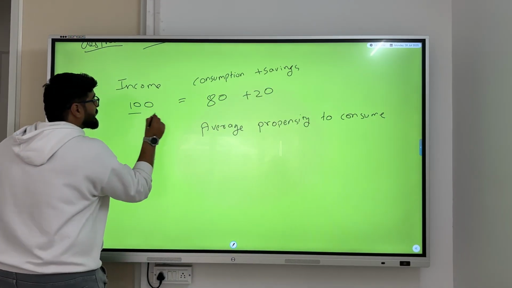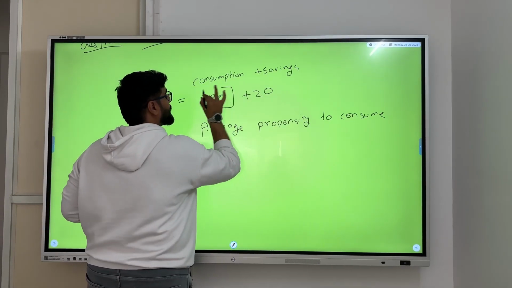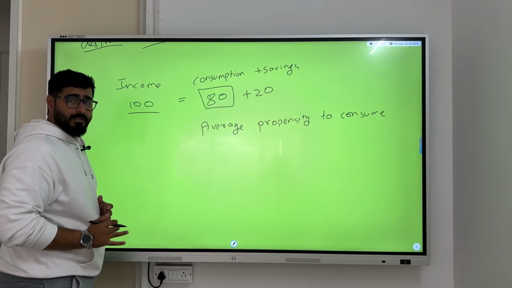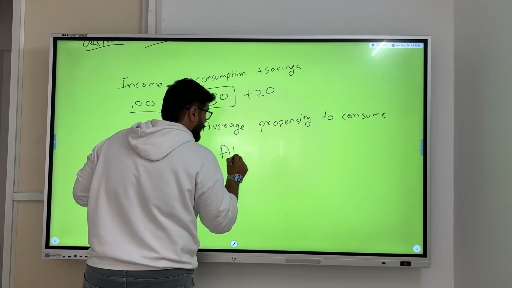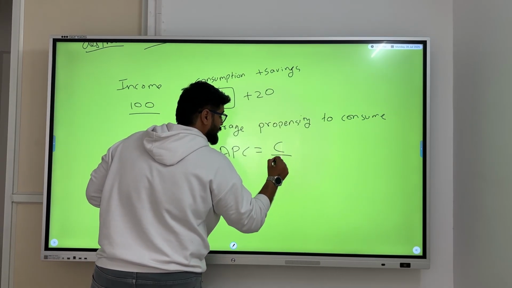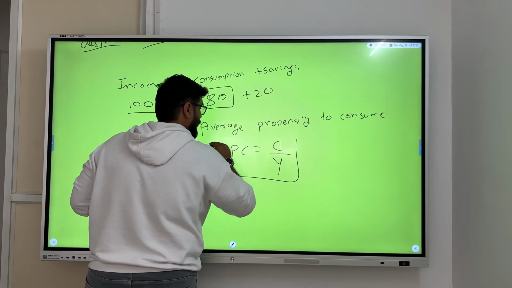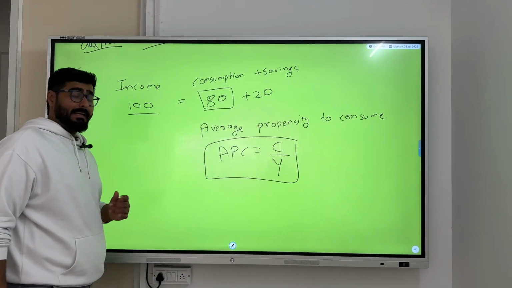How much part of my income I am keeping aside for consumption. So that is my average propensity to consume is equals to consumption upon income. What is it? Consumption upon income.